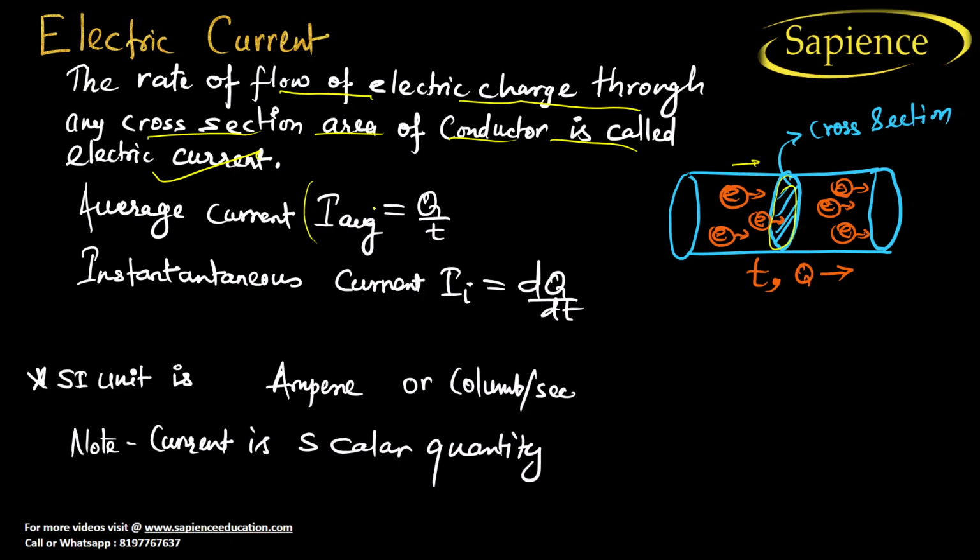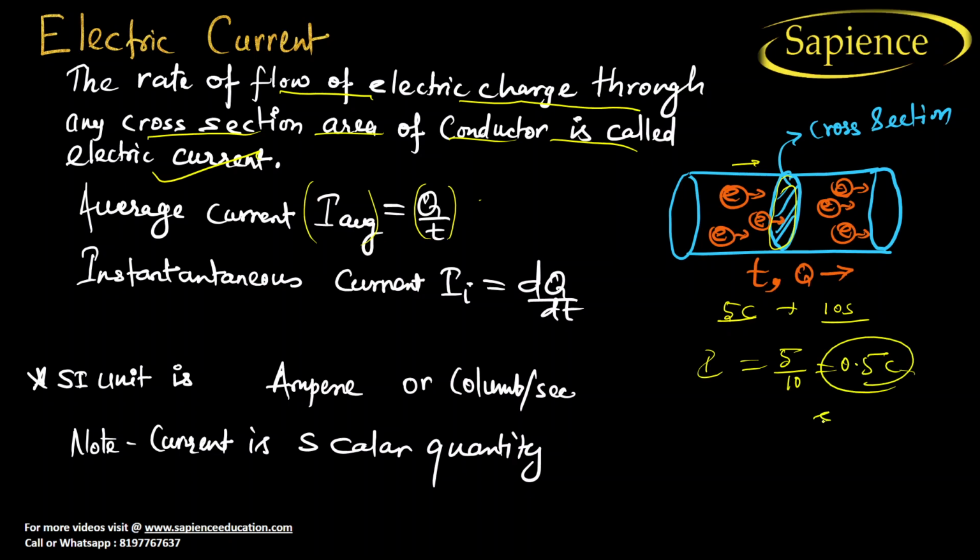Average current. So average current can be written as the amount of charge flowing in a time period. For example, let us consider 5 coulomb of charge has been passed in 10 seconds. So the current will be 5 coulomb in 10 seconds. So this will be 0.5 coulomb. So in each second, it is flowing 0.5 coulomb per second. So 0.5 coulomb per second is the amount of the current.